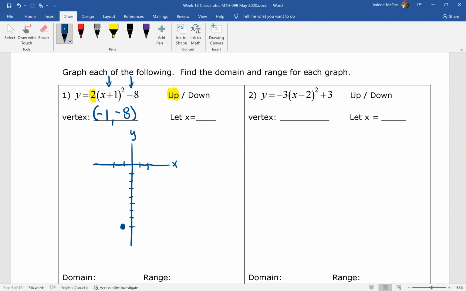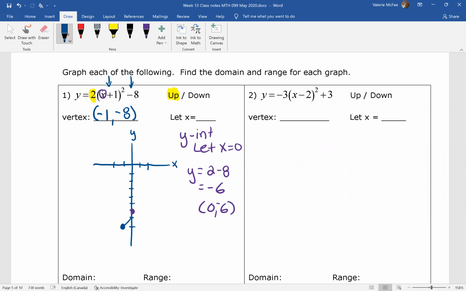We need to find another point on this line. The easiest point is probably to find the y-intercept here. We could let x equal 0. So if x is 0, then I have 1 squared, 2 times 1 is 1, minus 8. So when x is 0, y is -6. So there's my second point.